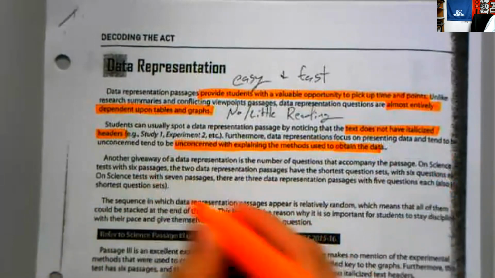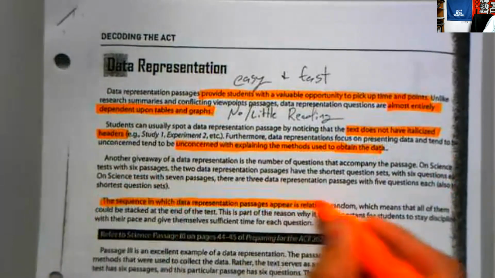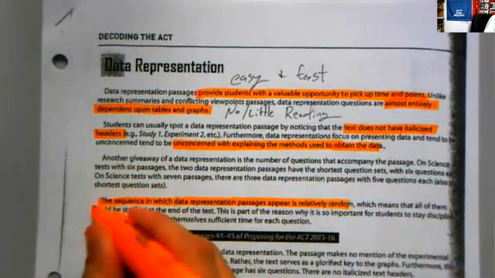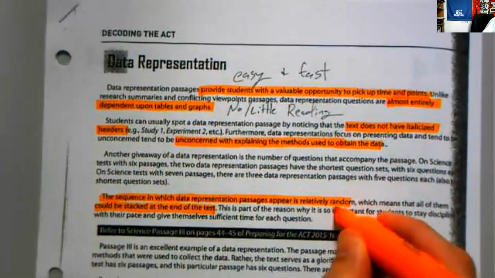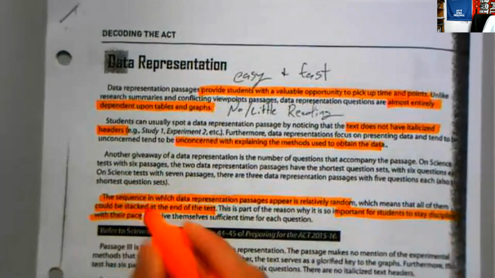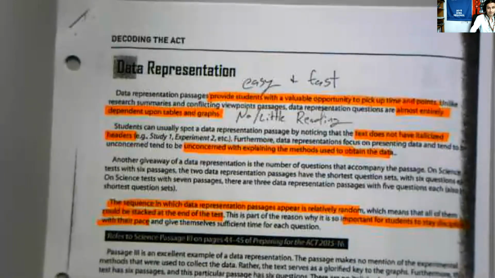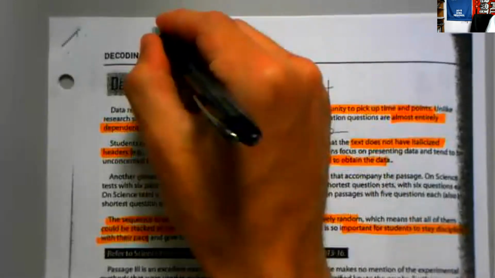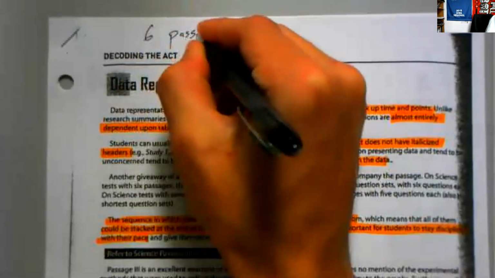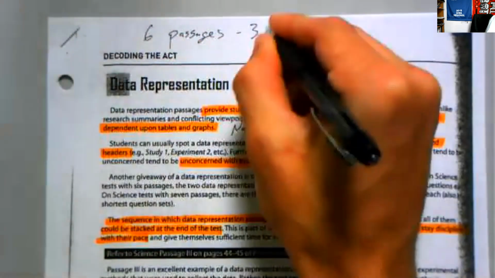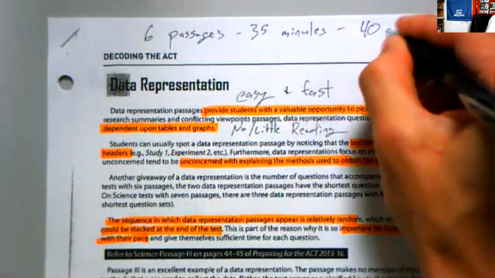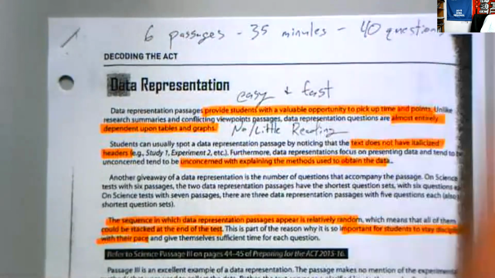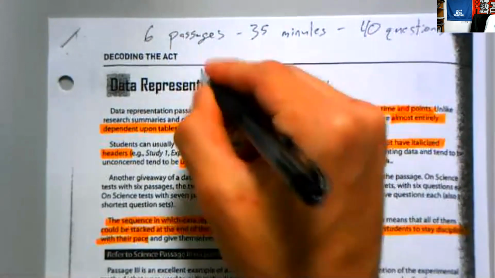The sequence in which data representation passages appear is relatively random. They could be stacked at the end of the test. You want to find these questions. You want to do these questions. It's important to stay disciplined with your pace. Remember, on this test, I don't know if I've even told you, you're going to have 6 passages, 35 minutes, 40 questions. And 2 of them are going to be data rep.